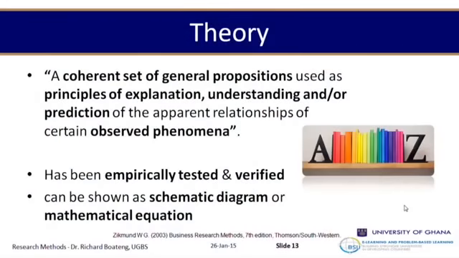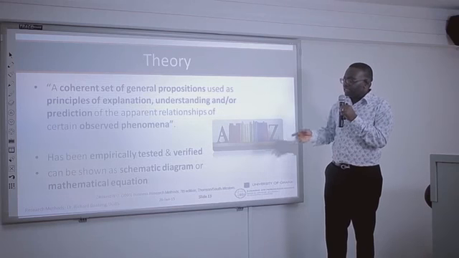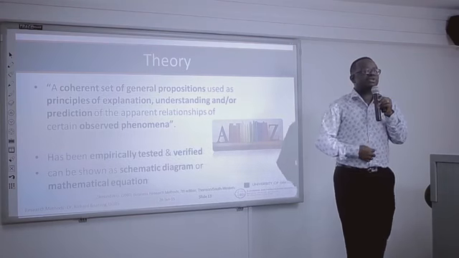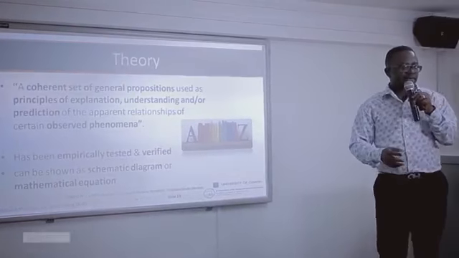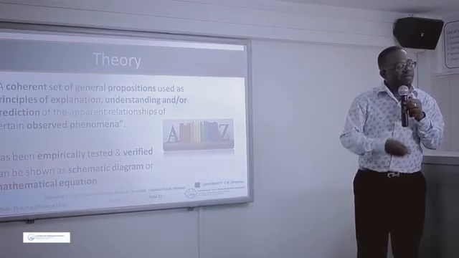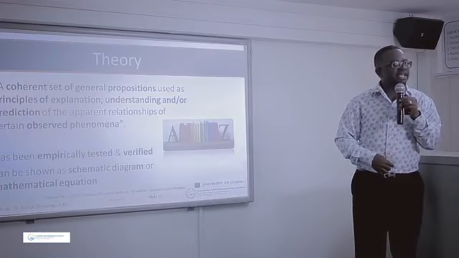Okay, I'm going to show you some examples. Let's say a theory is a set of general propositions used as principles of explanation, understanding, and prediction of apparent or observed relationships of certain observed phenomena. Every theory has been empirically tested and verified before we take it as a theory. And one interesting thing about theories is that they can either be shown in a schematic form as a diagram or in a mathematical equation, like pi r squared, like half base times height.